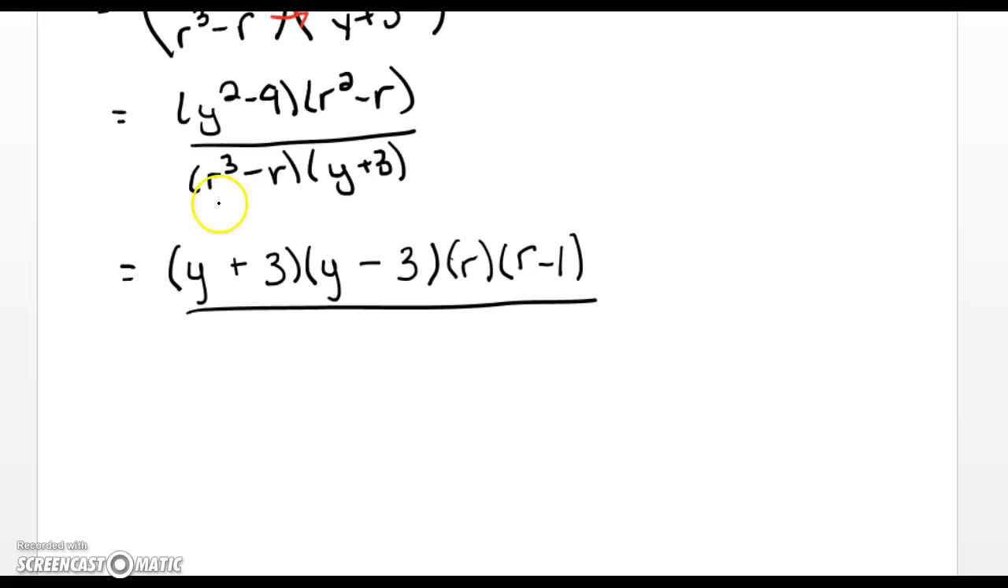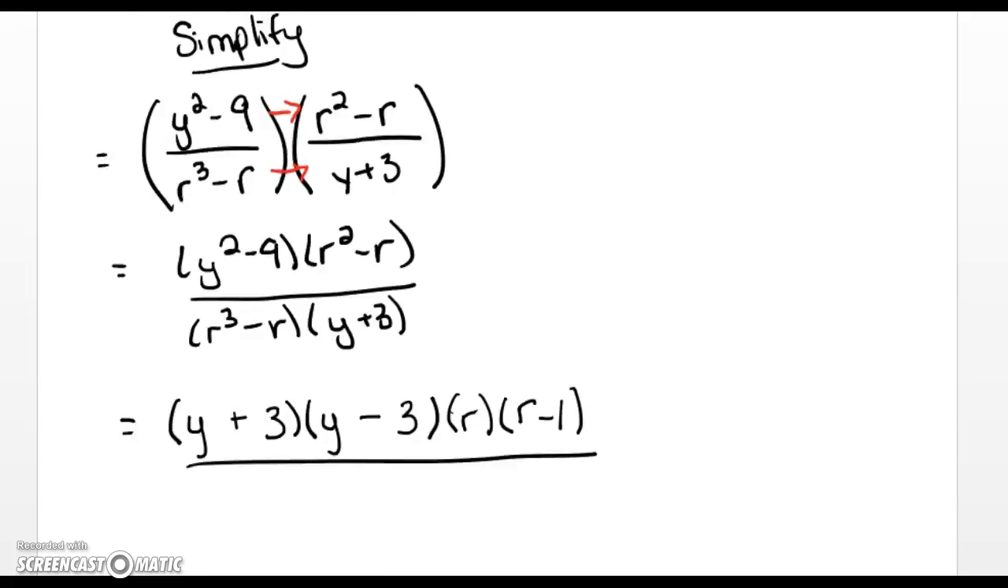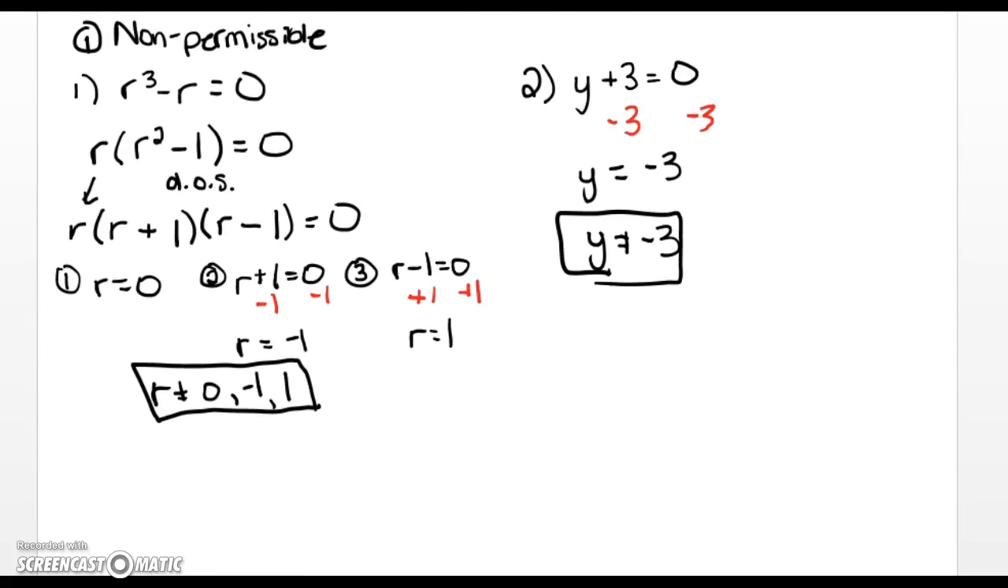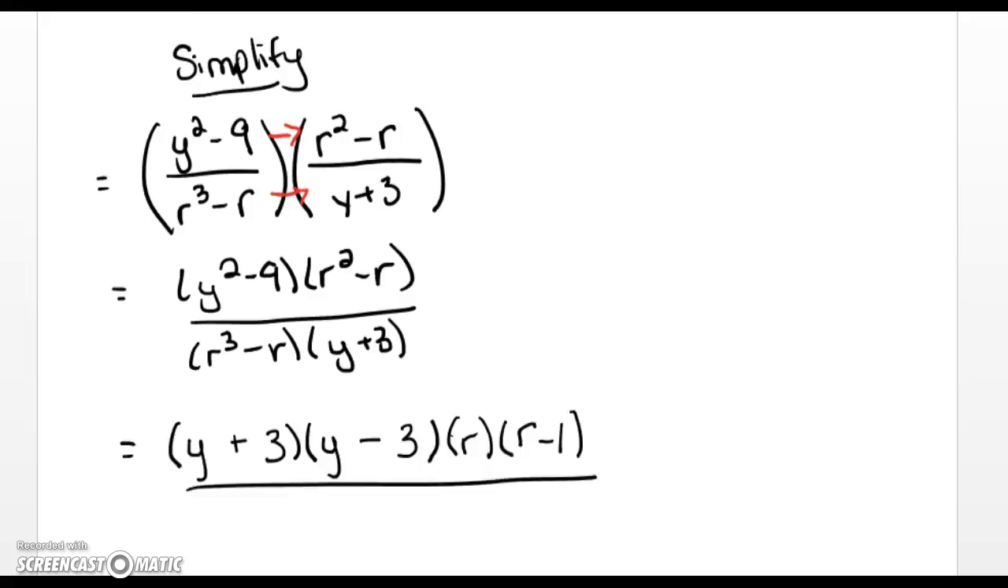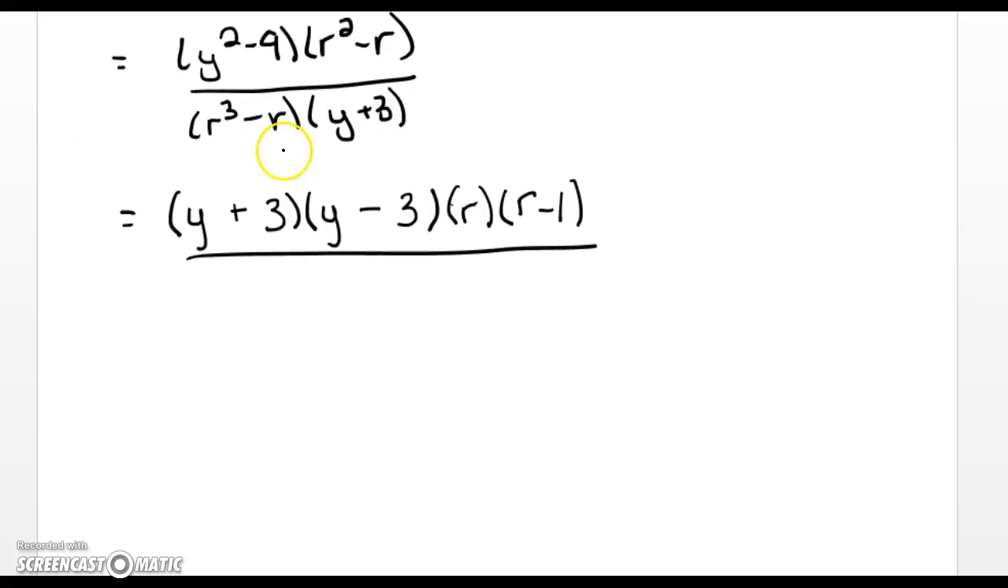Then we can simplify our denominator, and we actually don't have to do the work for that one because we've already done that in our restrictions. So if I go up to the top, I can see how we simplified the denominator. So here we had r times r plus 1 times r minus 1. And then our second fraction was just y plus 3. So we didn't actually have to simplify that one. So I'm going to replace our whole denominator with what we broke it down to. So that was r times r minus 1 times r plus 1. And then we had y plus 3.